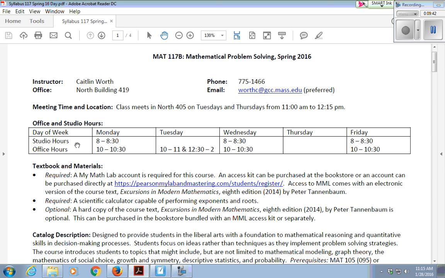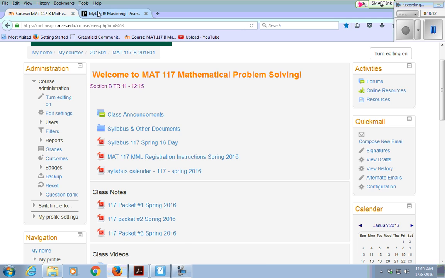You do need a scientific calculator, $10, $15 at Staples. And then optionally, you can buy the physical book that you hold in your hands only if you want to. You don't have to, because the Mymathlab access code comes with a complete e-version of the textbook. So you have access to the textbook on your computer. Since we're talking about Mymathlab, I'm just going to show you what it looks like in case anyone hasn't used it before.